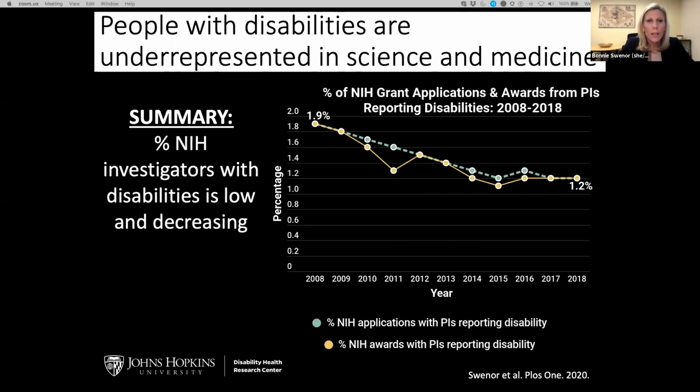And so this is data on NIH grant awardees and applicants who report having a disability across 10 years from 2008 to 2018. And what we saw is that that percentage declined from 1.9% to 1.2%. So it's abysmal, quite honestly. This data is certainly not perfect, but indicates we've got a lot of room for improvement.